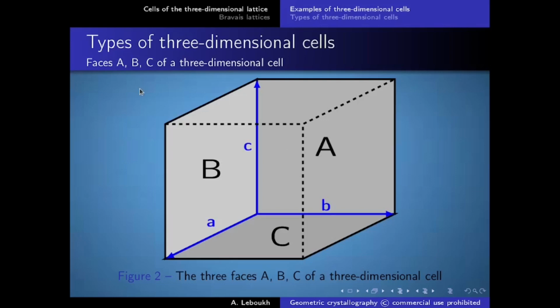Now we are going to study the different types of faces in a cell. In a three-dimensional cell, we have three types of faces. The A faces, which are the front face and the rear face, the face at the back. The B faces, which are the left face and the right face, and the C faces, which are the bottom face and the top face.